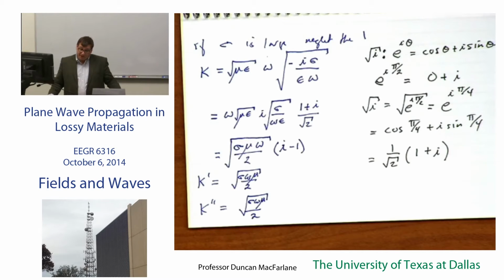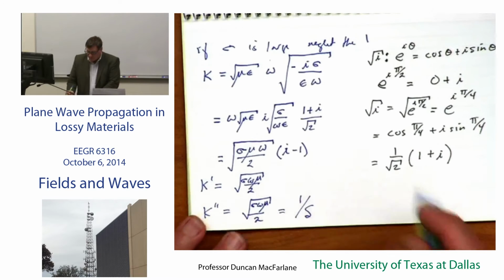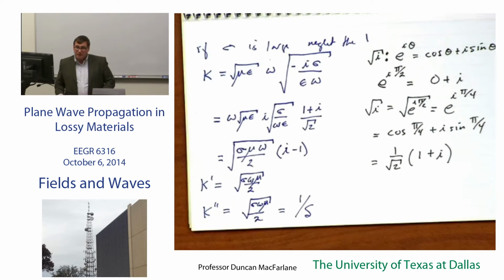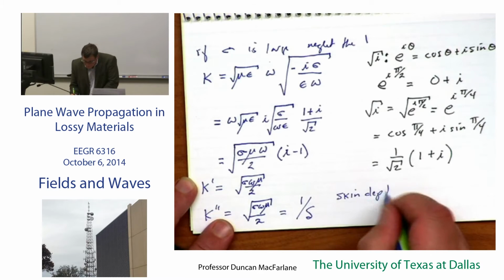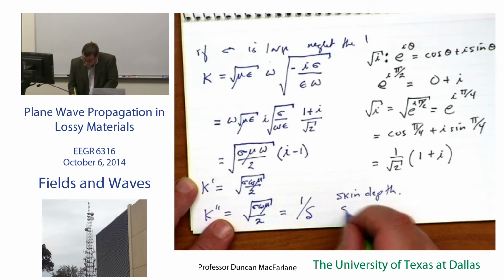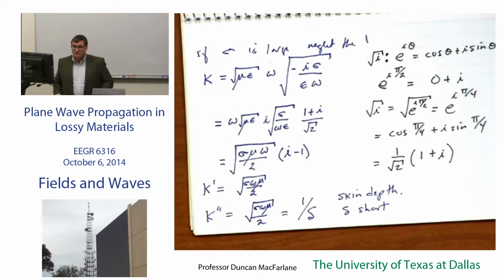Last time I looked at k double prime, it had units of 1 over length. It has to have units of 1 over length here too, just because of what it's doing in the exponent. And I'm going to call this 1 over delta. And this is called the skin depth. And delta is short. Short relative to, well, it's kind of an interesting point here, isn't it?